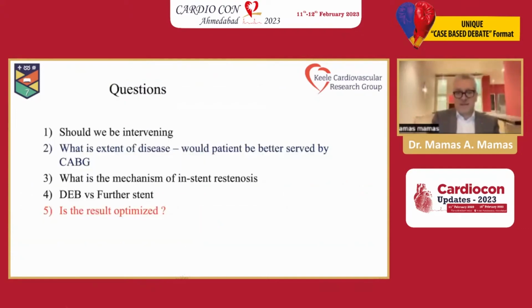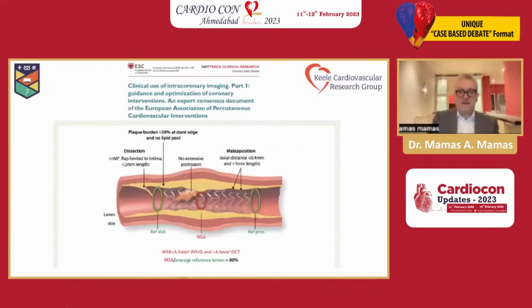And the final question when undertaking these cases, when you've undertaken the intervention, is whether your result is optimized. And we have guidelines in that you should not land your stent in a plaque burden of greater than 50%. You should make sure there's no dissection at the edge of your stent, so not going into the media, less than a 60-degree flap, less than 2 millimeters in length. We have MSAs that we aim for, and we have malapposition. So in terms of MSA and malapposition, you can equally see these on IVUS or OCT. For dissections, much better on OCT.